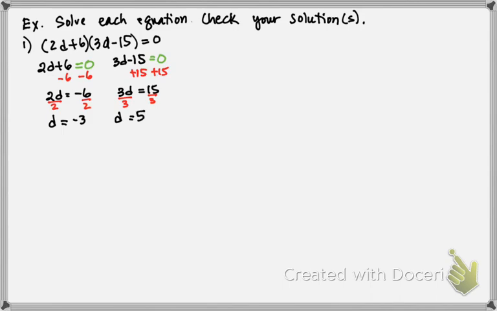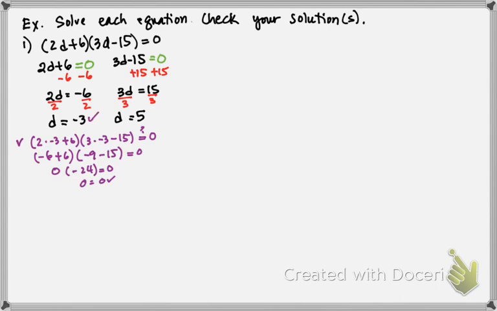Okay? So what we can do is double check and make sure if one of those factors equals 0, then the product will equal 0. So if we checked it, if we did 2 times negative 3 plus 6 times the quantity 3 times negative 3 minus 15, the question is, does that equal 0? So I get negative 6 plus 6 times negative 9 minus 15 equals 0. So that gives me 0 times negative 24 equals 0, and that works. So that says, yep, I agree with that guy.